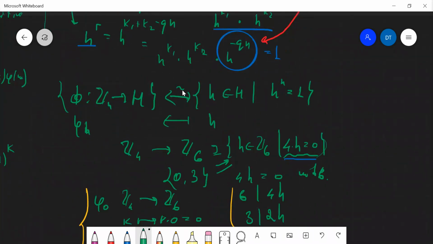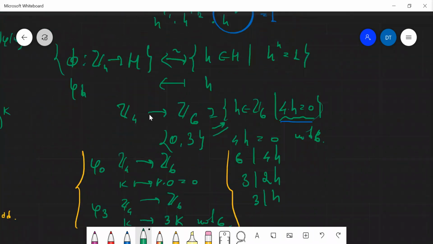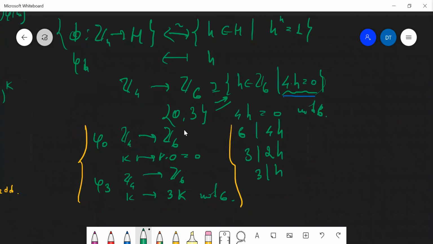So this is how to describe all homomorphisms, and this is what I tried to do here. Okay, the solution for the task is quite clear. We just applied the rule. Okay, cool. Are there any other questions?